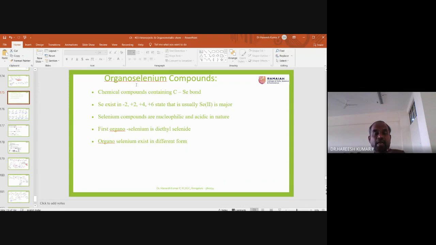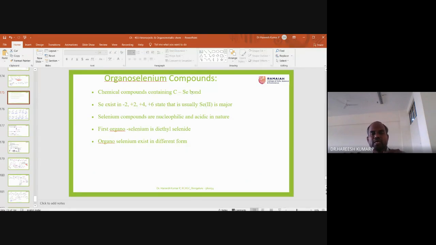That is called organoselenium compounds. Here, the symbol for selenium is Se. If there is a bond formation between carbon and selenium, such compounds are called organoselenium compounds. Selenium exists in the -2 oxidation state. It will also exist in the +2 oxidation state, the +4 oxidation state, and +6. That means selenium has variable oxidation states.